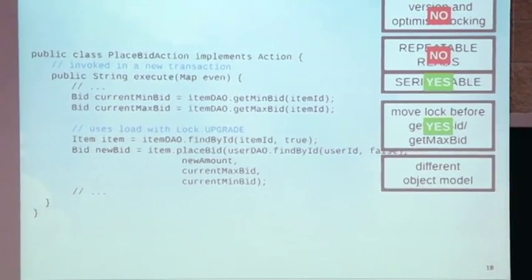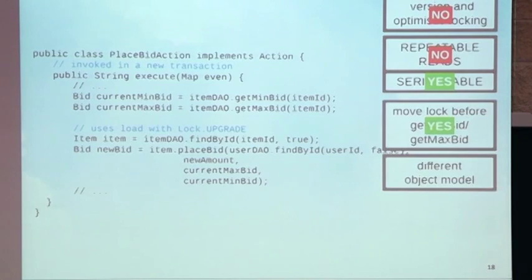Different object model. We can think about different object models, like using an item list, and instead of selecting the minimum and maximum bid, we can keep track of the maximum bid in our business model. This would work much better, and it would work fine with such a locking schema. We can come up with other object models as well. So yes, this is a good approach to think about a different object model.